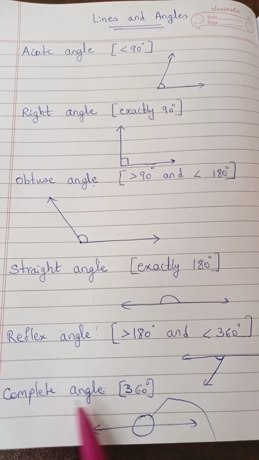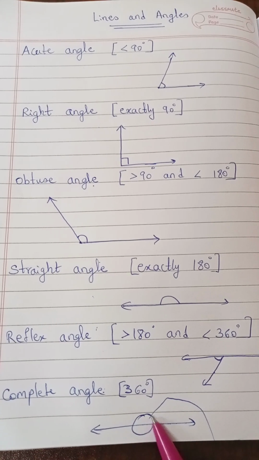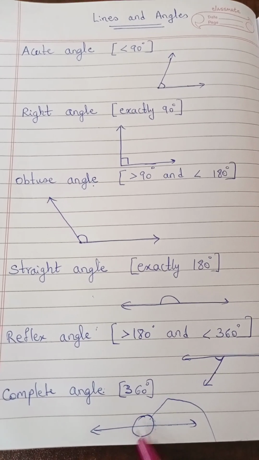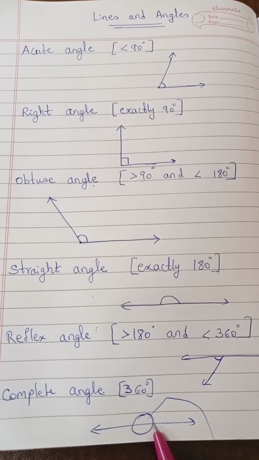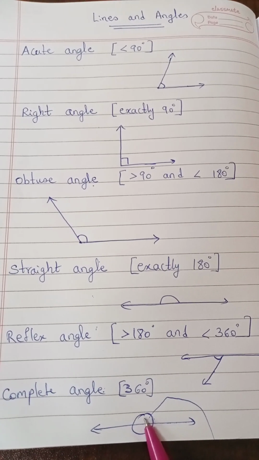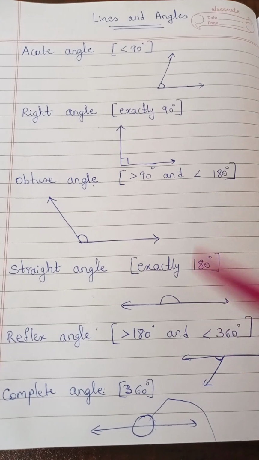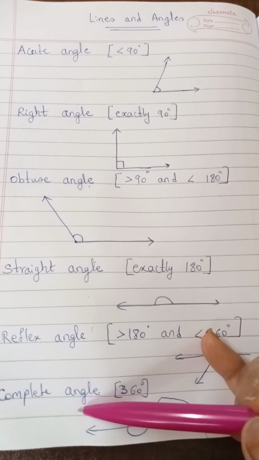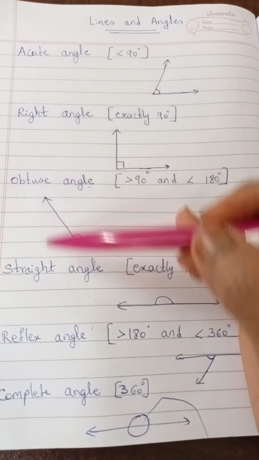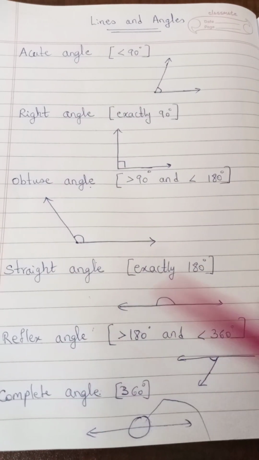Now what is complete angle? Complete angle means a complete measurement of all the angles around a line. So this type of angles are called complete angle. It measures 360 degrees. So these are all the introduction of angles, types of angles, which are to be studied in this chapter.